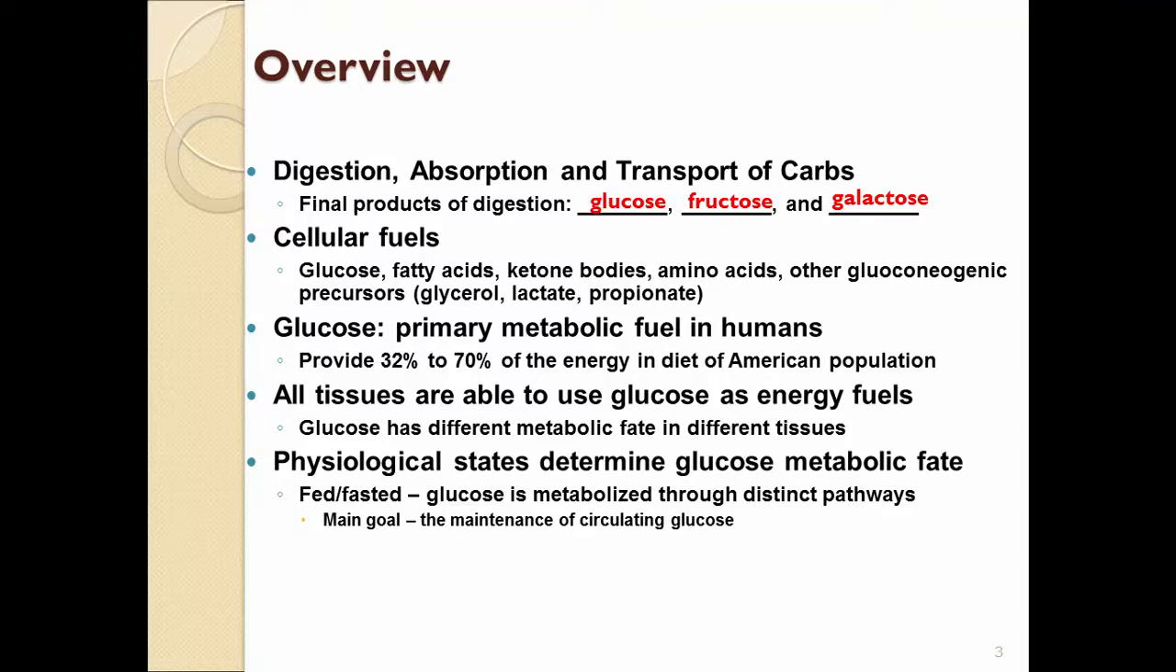And also our body can make glucose from non-glucose precursors. For example, glycerol, lactate, and propionate are important precursors of glucose. So during fasting, our body can also make glucose from these non-sugar precursors. And glucose, again, is the primary metabolic fuel in humans. It provides 32 to 75% of energy in the diet, based on what we eat. So glucose is a primary metabolic fuel, and all tissue cells are able to use glucose as energy fuel.